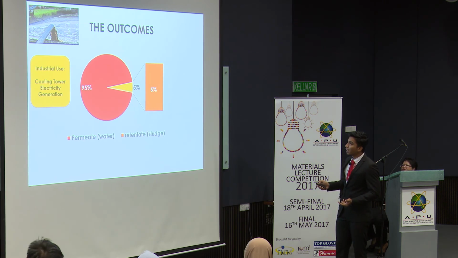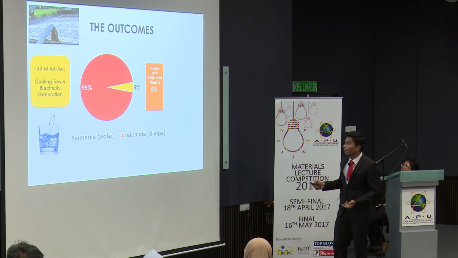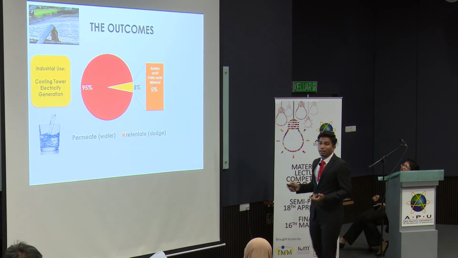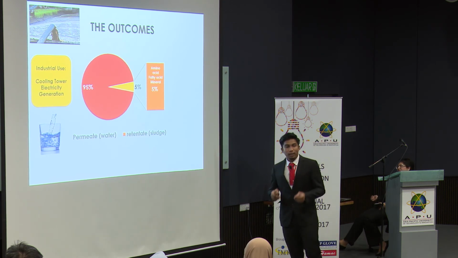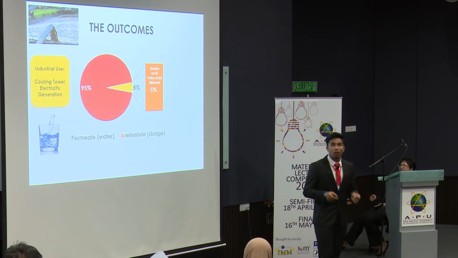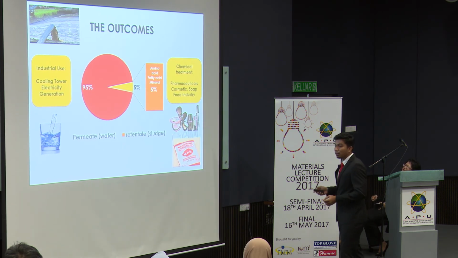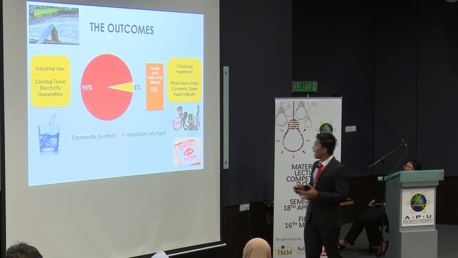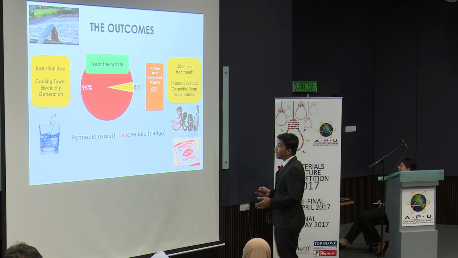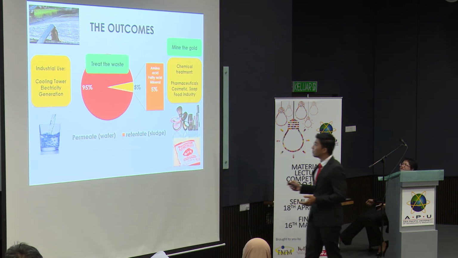And this 5% is where the gold comes from. This 5% contains all the amino acids, fatty acids, and minerals that are contained in pomade. If we can direct or channel this 5% for chemical treatment, we can use it for pharmaceuticals, cosmetics, soap, and the food industry. This is where the term treat the waste and mine the gold comes from.